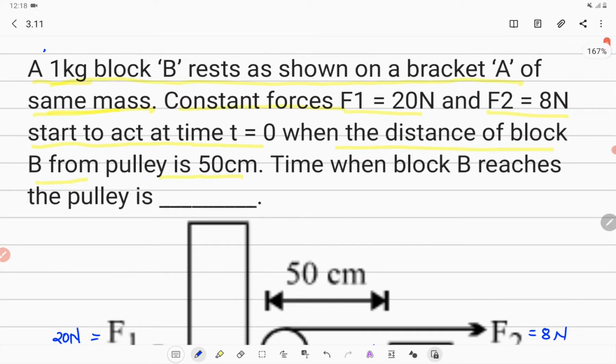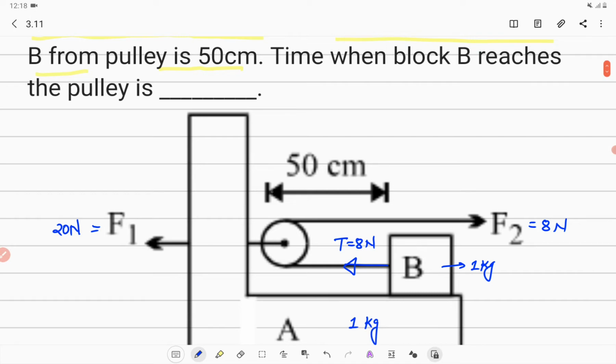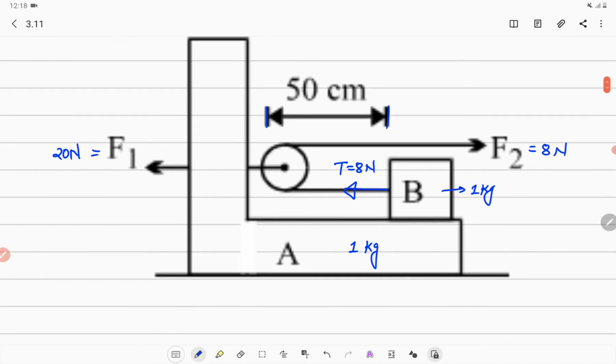And the distance of the block B from the pulley is 50 centimeter. You can observe this distance is given as 50 centimeter. We need to find the time when the block B reaches the pulley. So in order to do this question, let us first find the accelerations of the blocks.